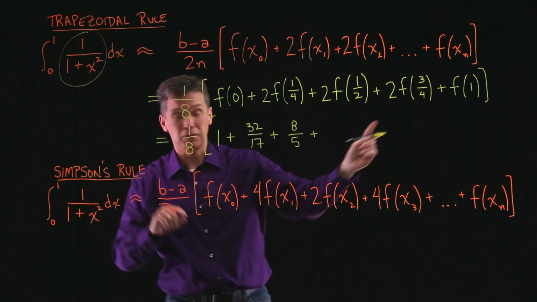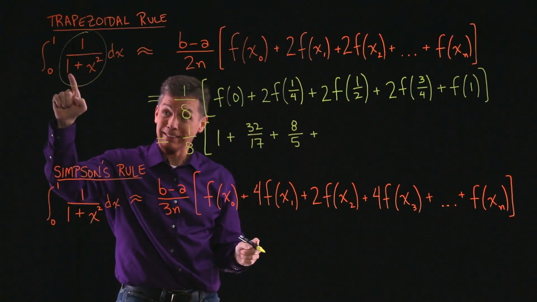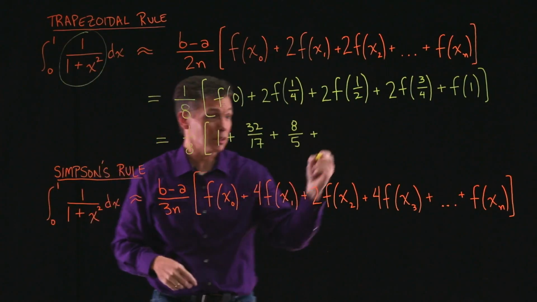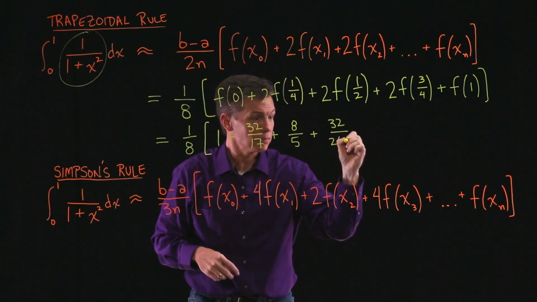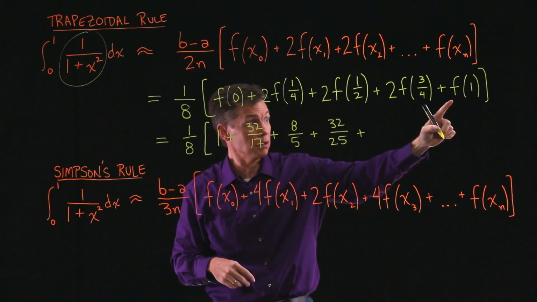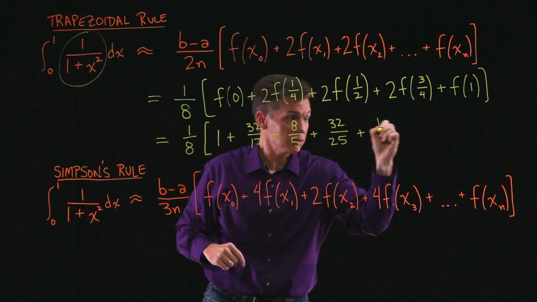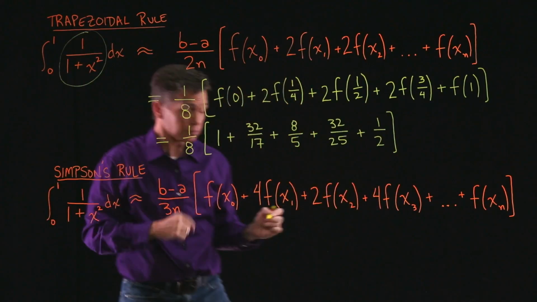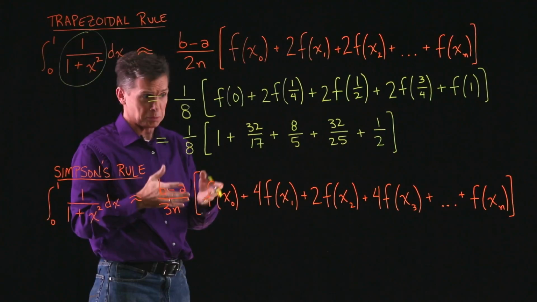F of 3/4. 3/4 squared is 9/16. I've got to add that to 16/16, 25/16. I'll flip that though, and I'll get 32/25. And then plus, where am I? Right there, f of 1. Plug a 1 in there, and I'm just going to get a 1/2. That was an easy one. Close my square brace. And as long as my mental arithmetic was right, those numbers should be good.